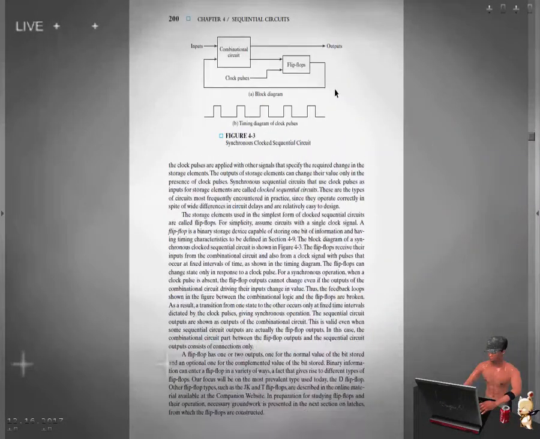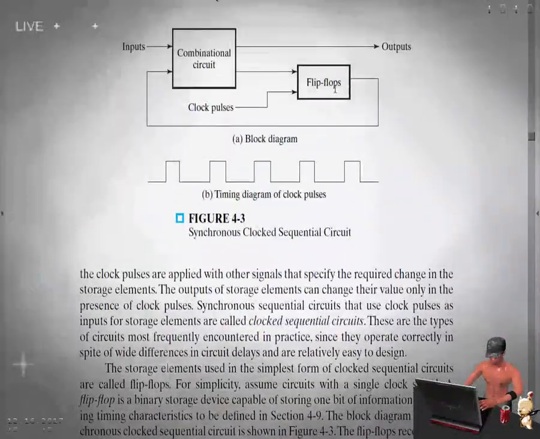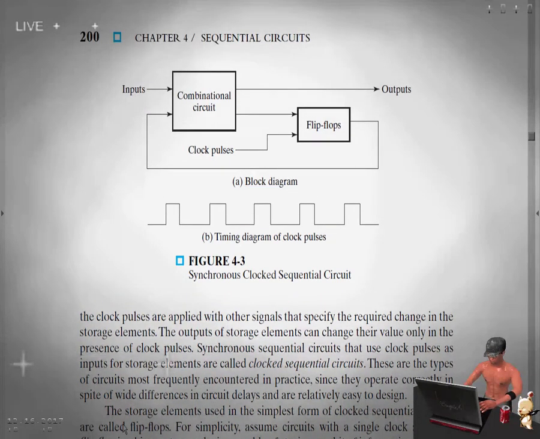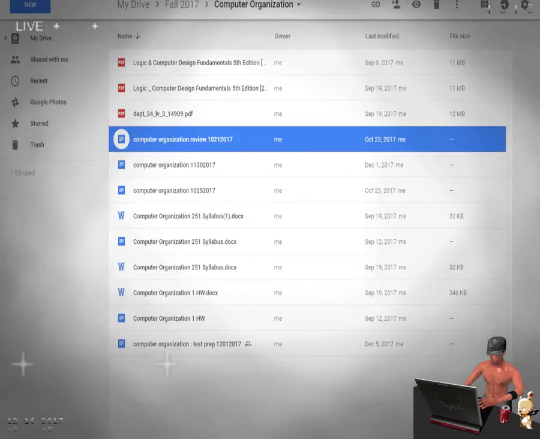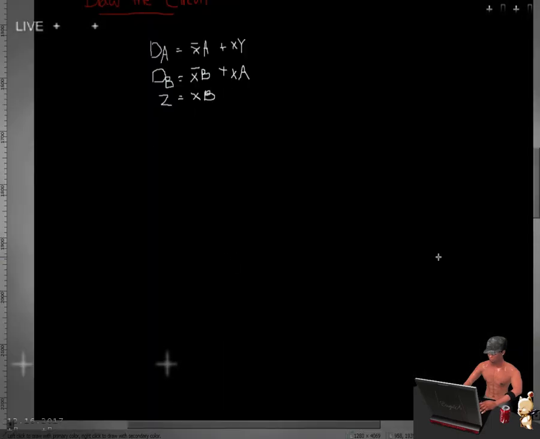Alright. There you go. Oh yeah. That's the one. Okay, now we have the diagram of it. And that was actually it. That was right. Alright, let's do this. Let's kick some ass. Here we go.